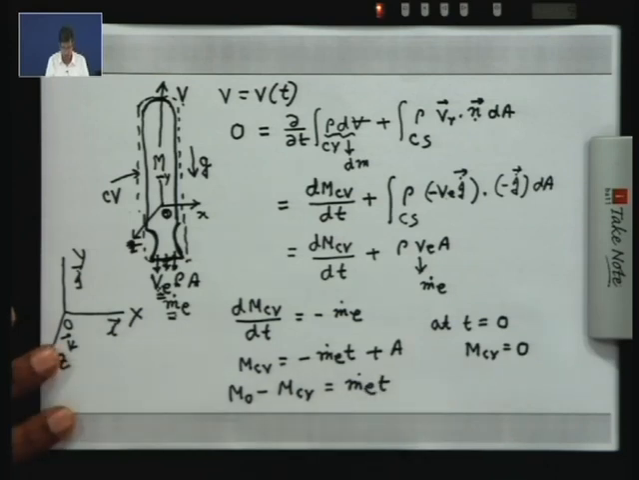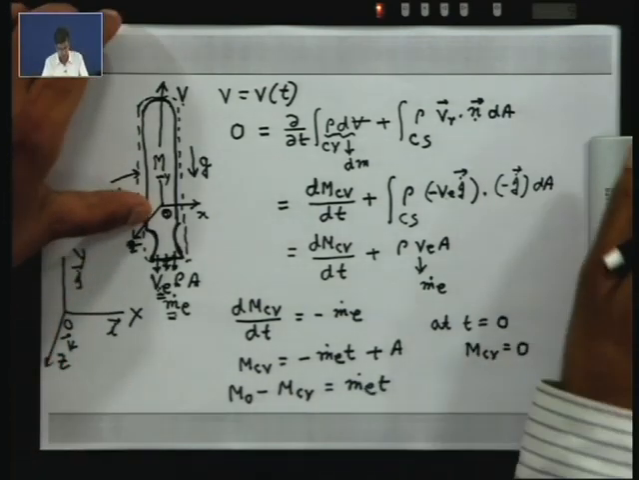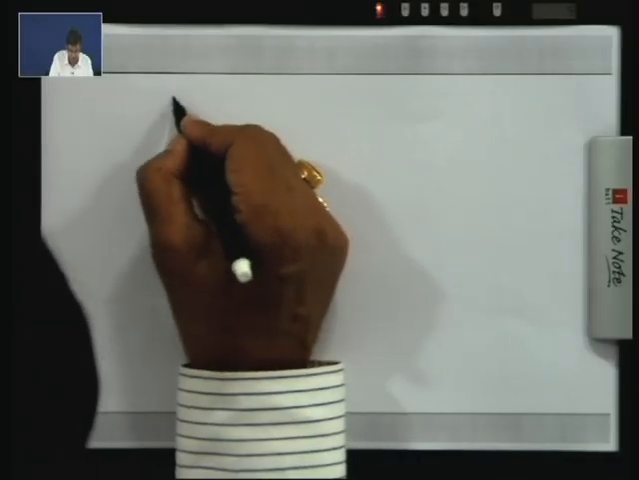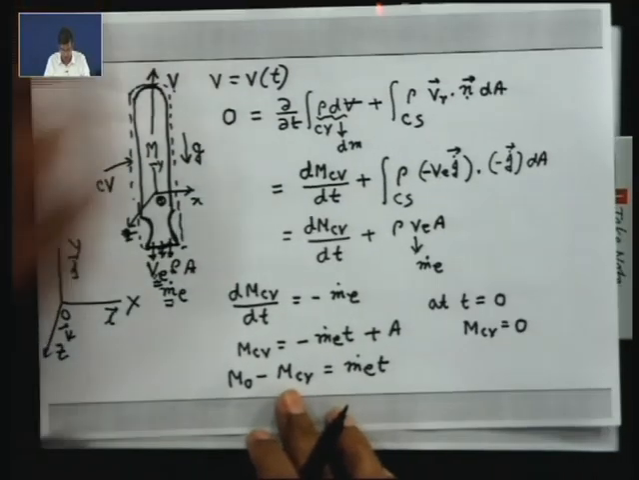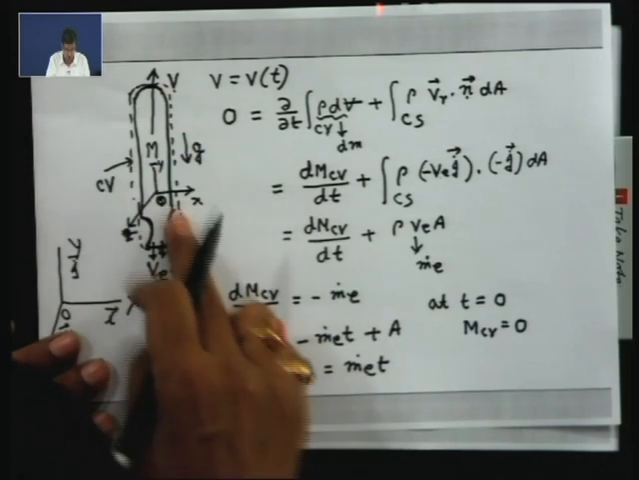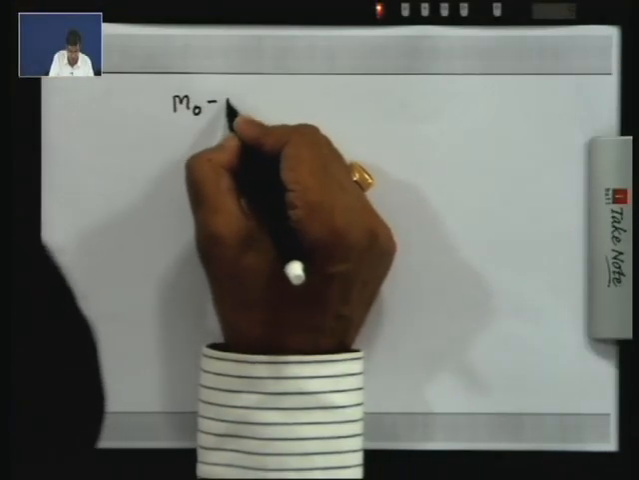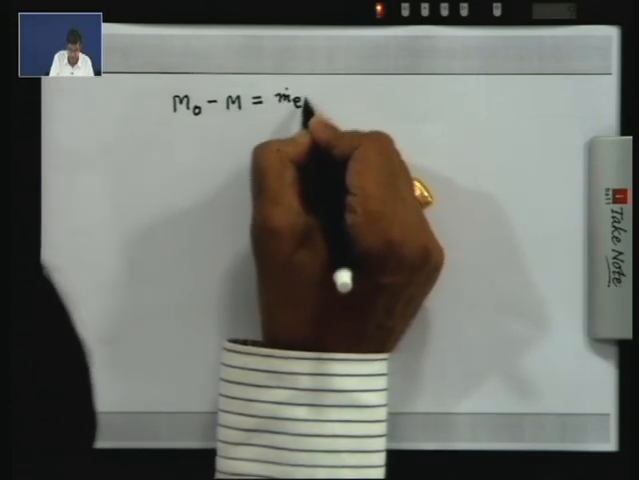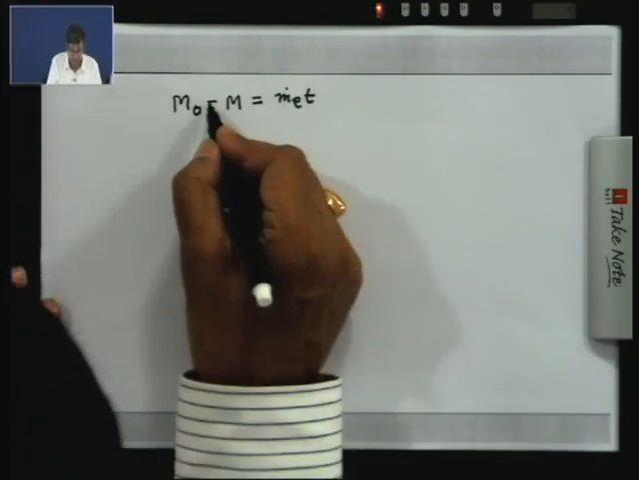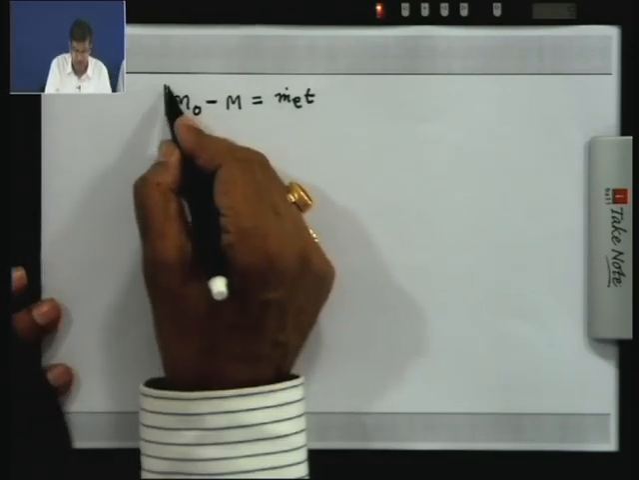This gives us the relationship of mass. Now, mCV I replace as m, the mass of the rocket. The control volume mass is equal to the mass of the rocket. So, the instantaneous mass of the rocket is simply given by m0 minus m dot E t. For constant m dot E, the mass of the rocket decreases linearly with time.